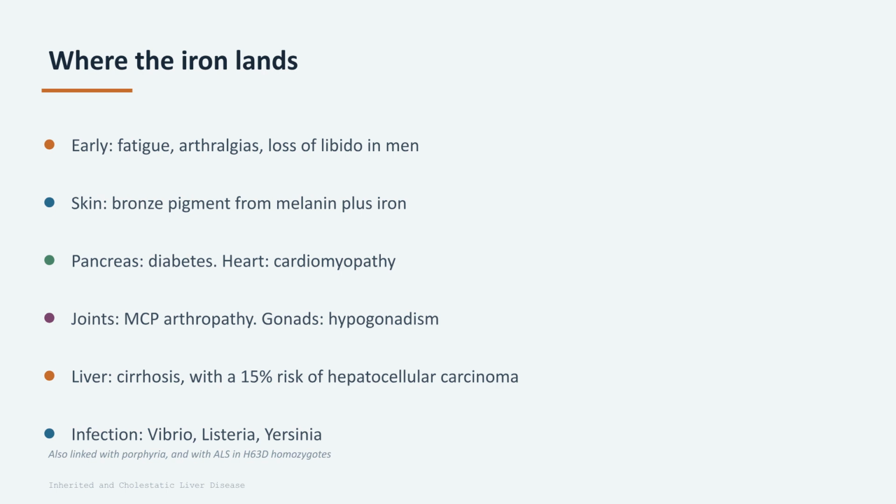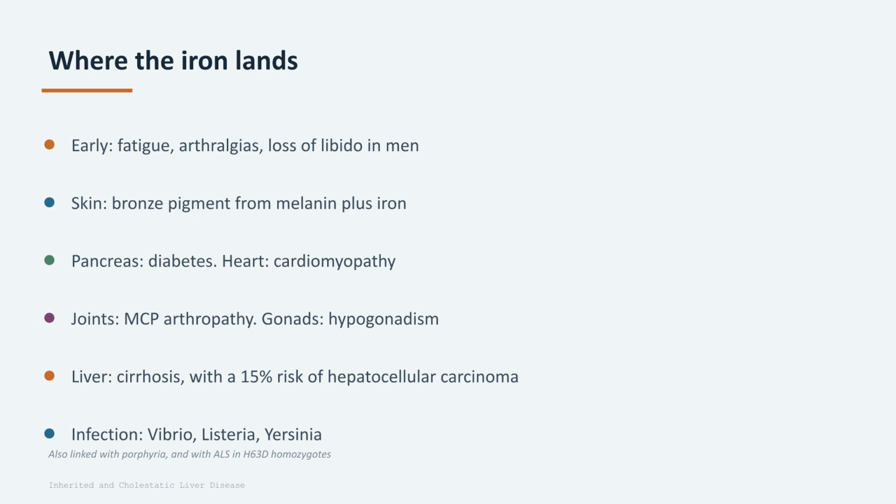Early on, patients feel tired, their joints ache, and men lose libido. Advanced disease is genuinely rare now. But when it happens, the skin turns bronze from a mix of melanin and iron. The pancreas fails and diabetes follows. The metacarpophalangeal joints, the big knuckles, become arthritic, and the heart develops a cardiomyopathy.